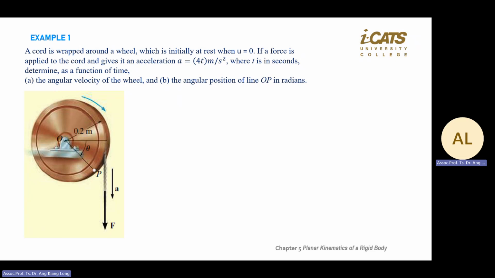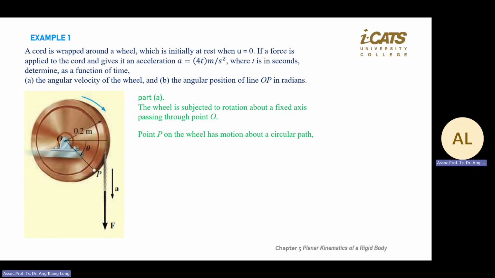Determine as a function of time the angular velocity of the wheel. So you need to find angular velocity, which is omega, and the angular position of the line. Angular position means theta. Okay, so you need to start to change your thinking a bit. For a rigid body, you no longer see S, you replace it with theta, V as omega, A as alpha. So for part A, you need to draw a diagram. The wheel is on a rotation about a fixed point through P.